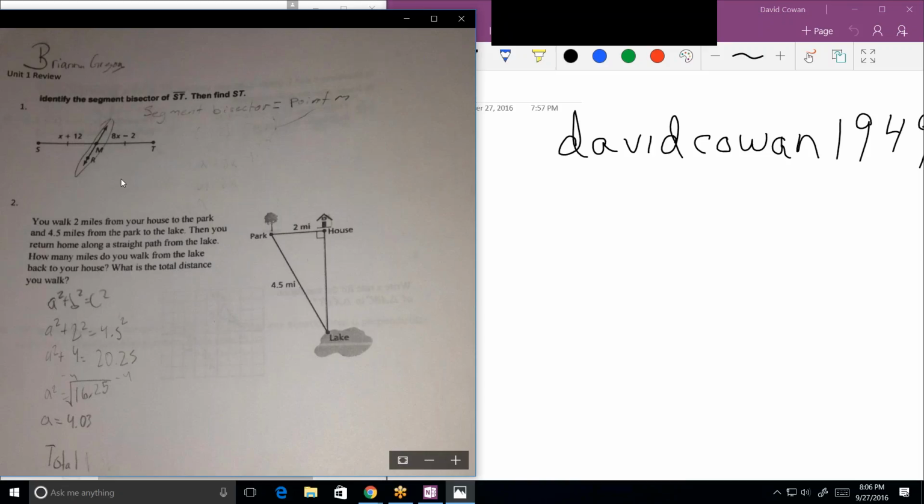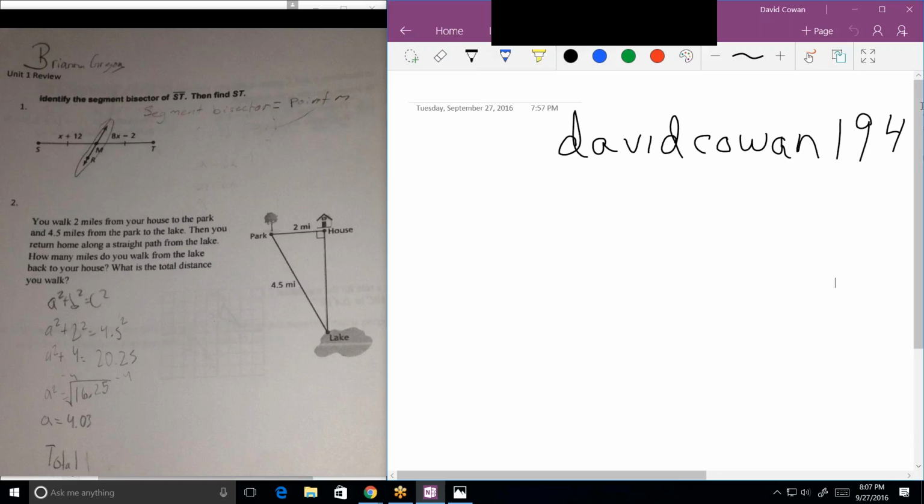Identify the segment bisector of ST. Then find ST. Okay. Why do we know that M is the midpoint? Because the two little slashes on each side. That means that that line segment's the same length as that line segment.